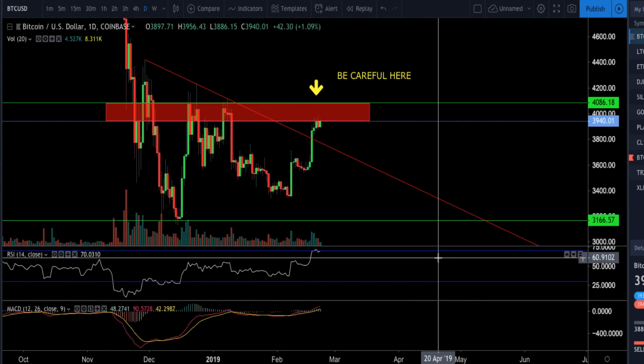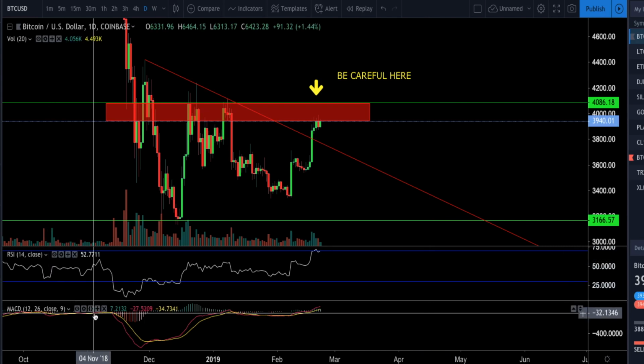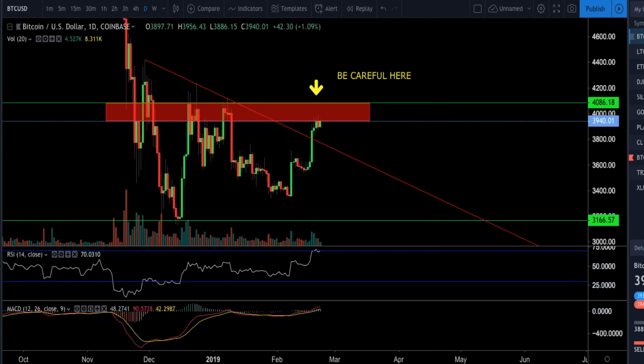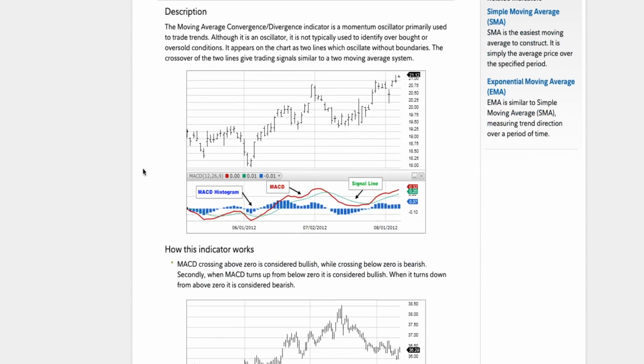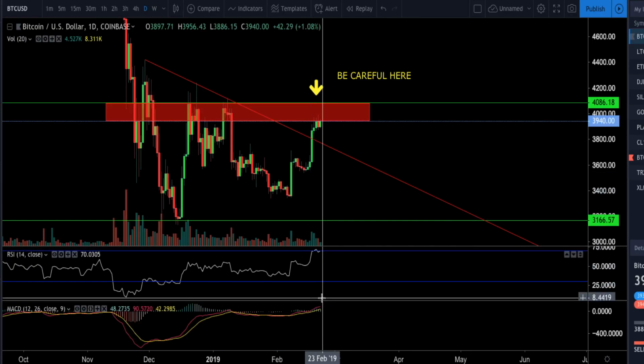Anyway, the next indicator that I like to use sometimes is called the MACD. And what is the MACD? The MACD, the moving average convergence divergence indicator, is a momentum oscillator primarily used to trade trends. Although it is an oscillator, it is not typically used to identify overbought or oversold conditions. It appears on the charts as two lines which oscillate without boundaries. The crossover of the two lines gives trading signals similar to a two moving average system. Okay, so what does that mean?